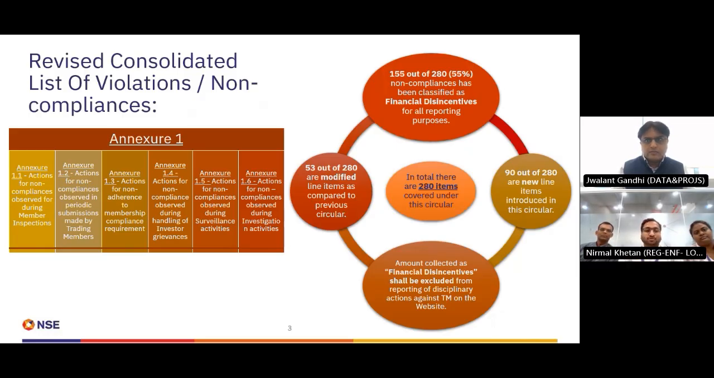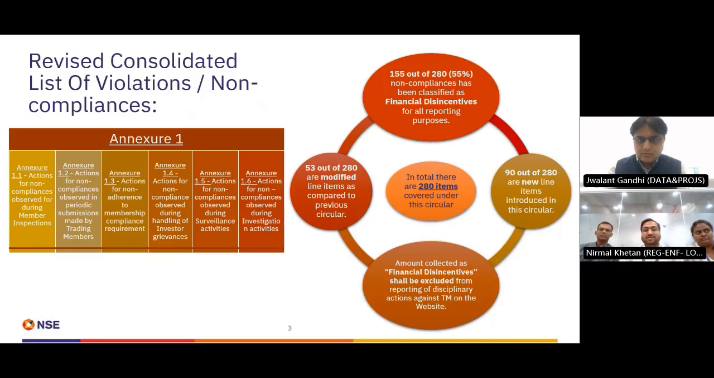For this approach, we have segregated the penalty items based on the functions handled by the department. So it is bifurcated into six annexures, sub-parts to Annexure 1 referred to in the circular. The first, Annexure 1.1, deals with the non-compliances observed during the members' inspection. It can be an offsite inspection, an LPI, a CP joint or a regular inspection. Whatever the case may be, these are the observations that the inspection department makes when they visit or process the alerts of the trading member.